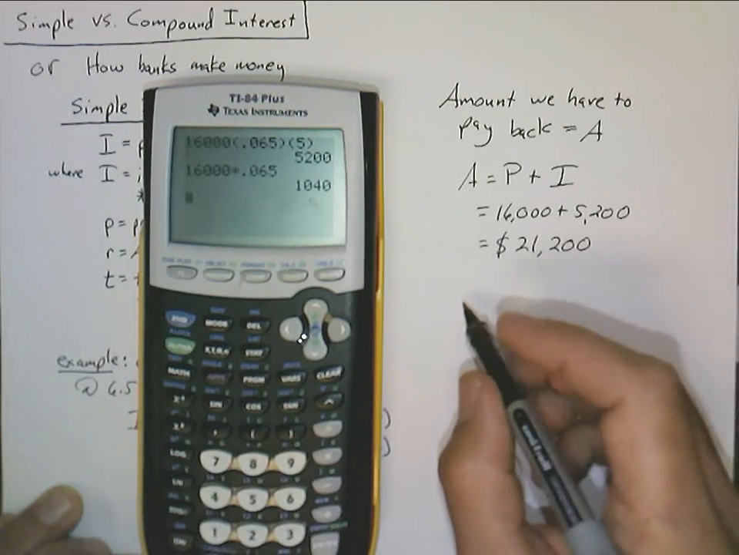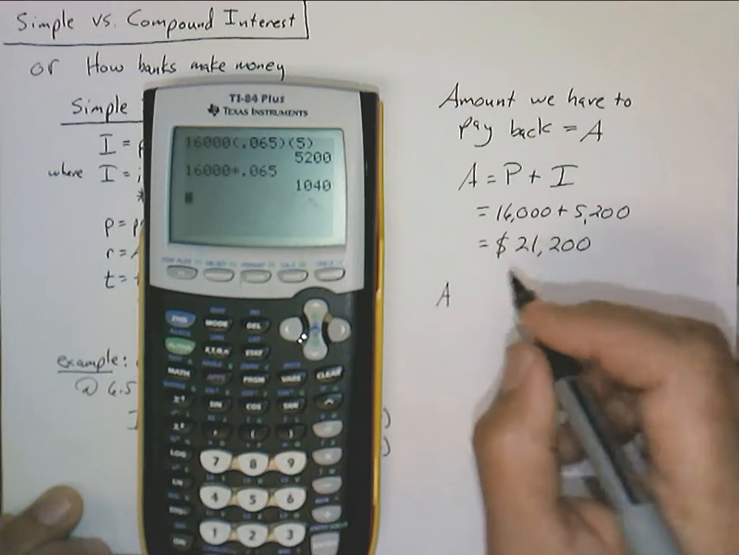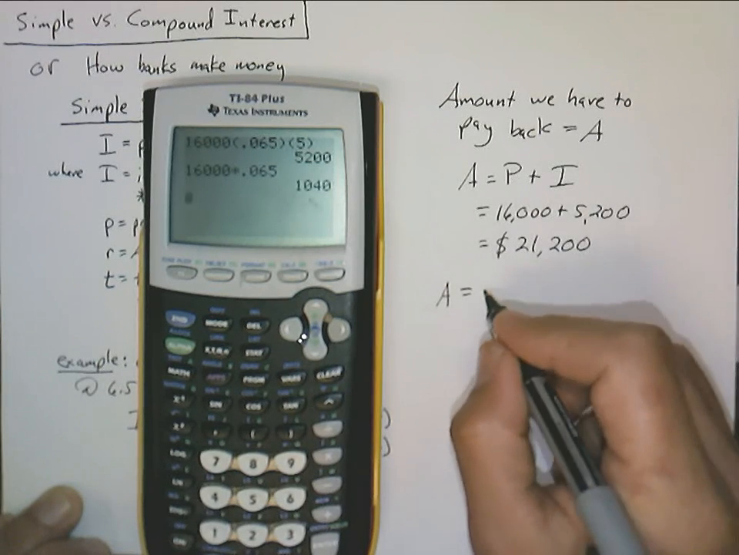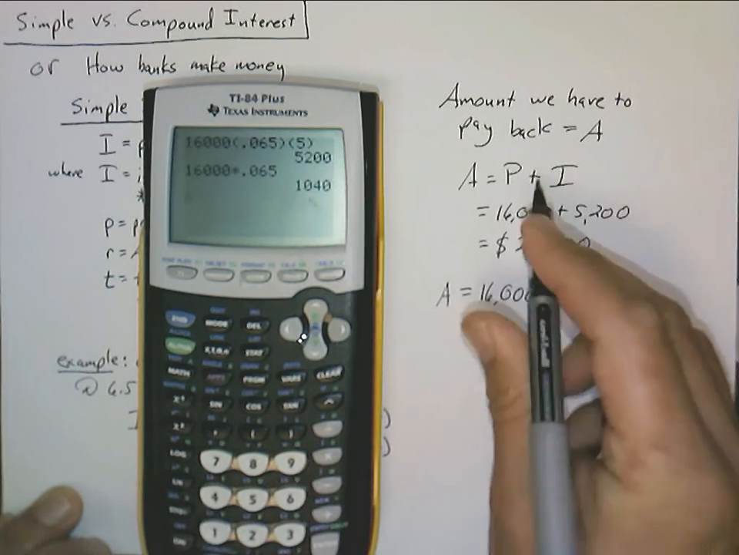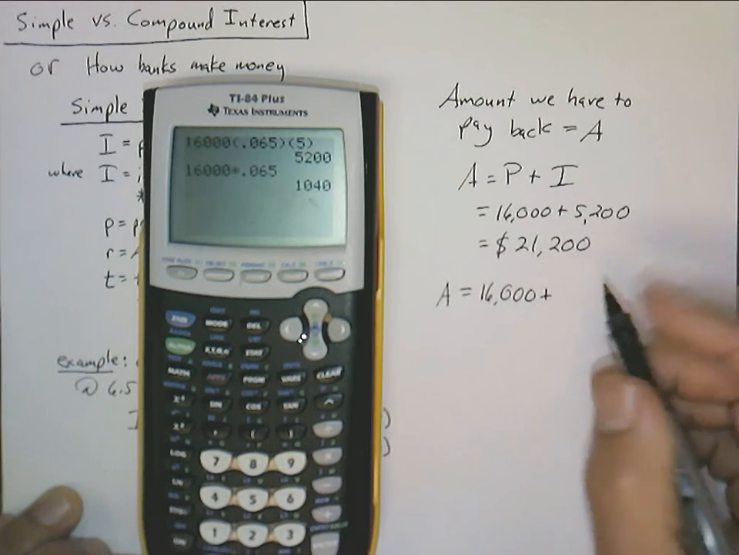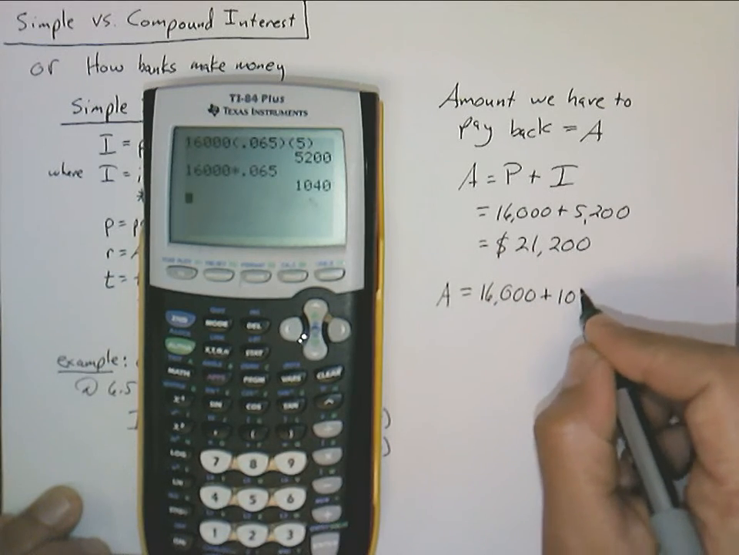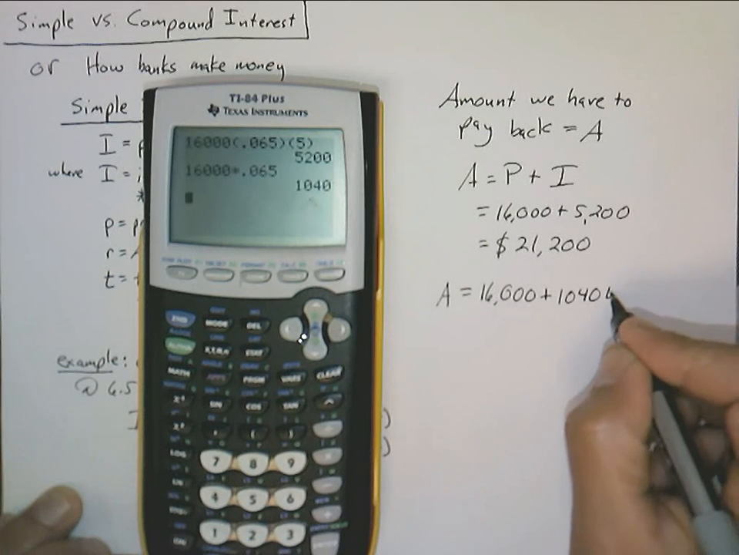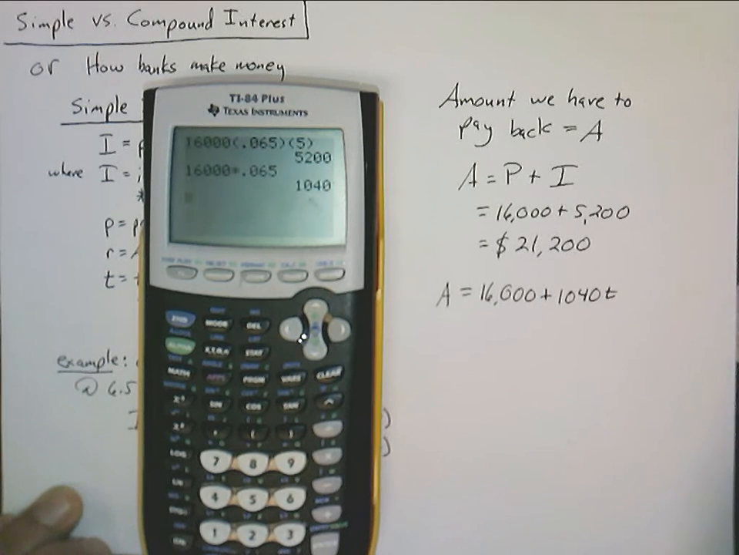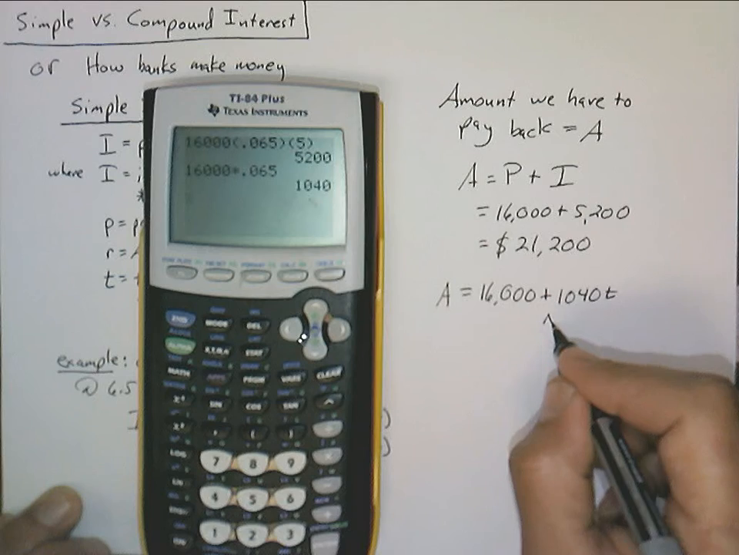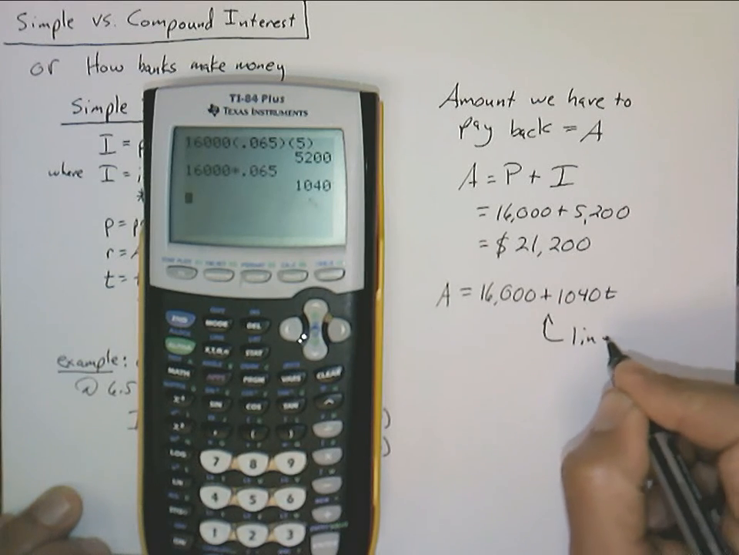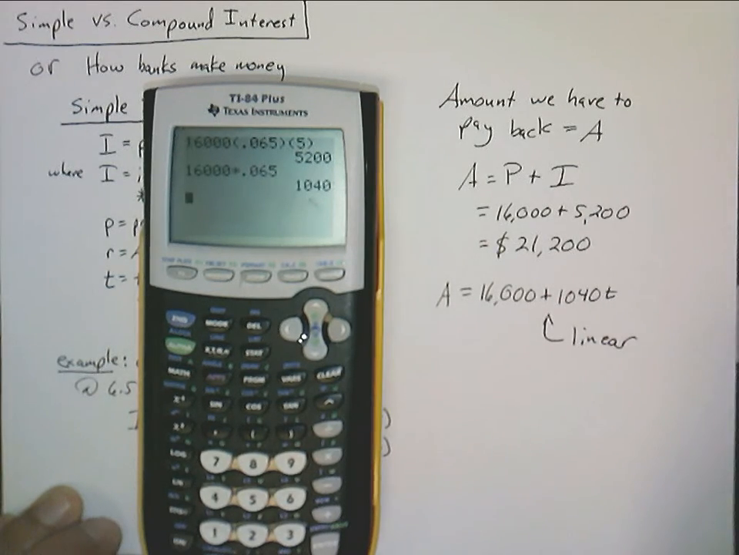So we could look at this as the amount we have to pay back is 16,000, the principal, plus the interest is $1,040 per year times T years. Okay. The big thing to notice here is that this equation is linear. Simple interest is linear.